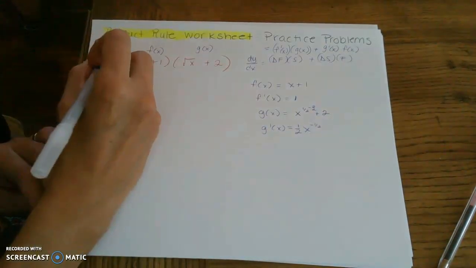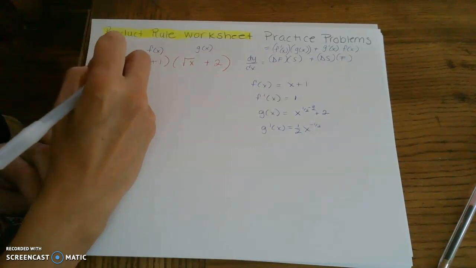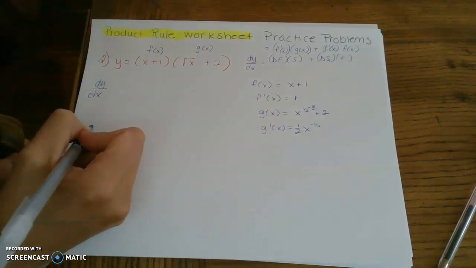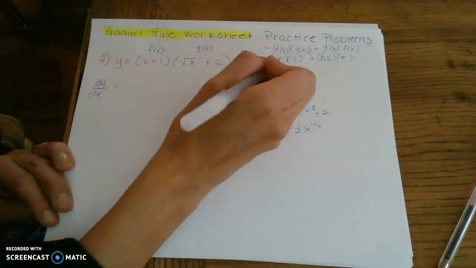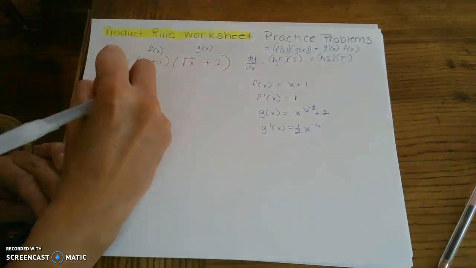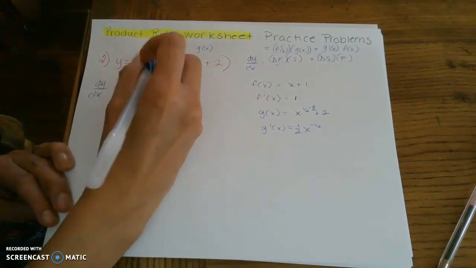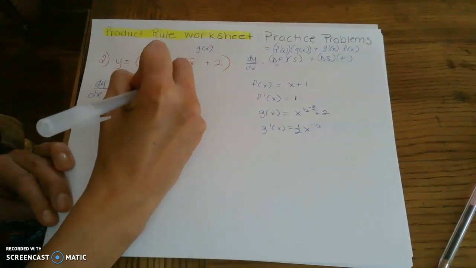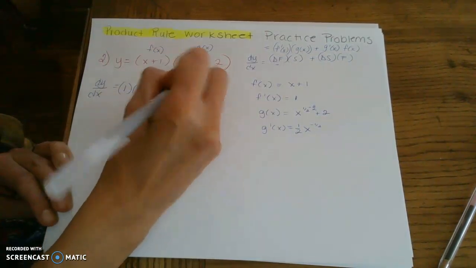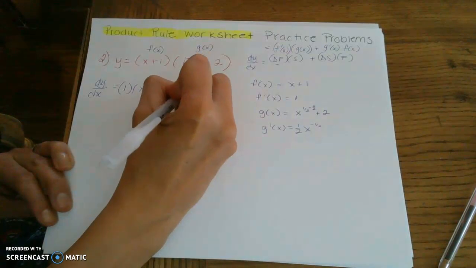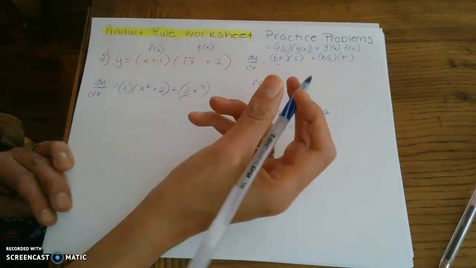So here, I'm going to start taking the derivative. So my notation changes from y to dy dx. And I go ahead and say, all right, the derivative of the first is right here, it's 1, times the second, which is x to the 1/2 plus 2, plus the derivative of the second, which is 1/2 x to the negative 1/2 times the first.